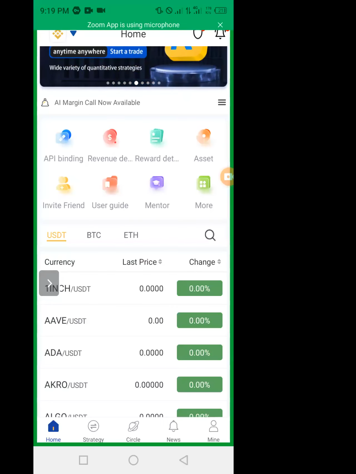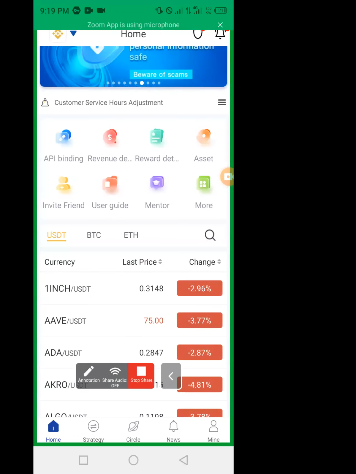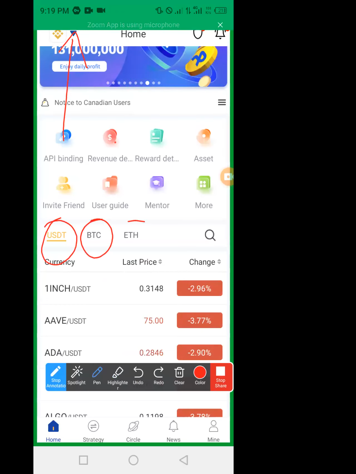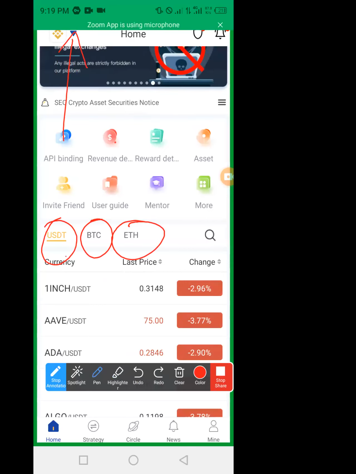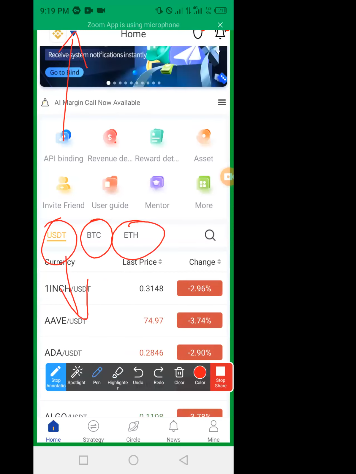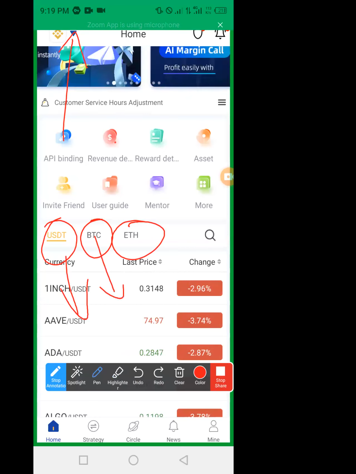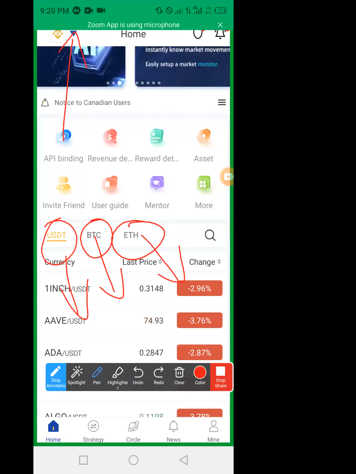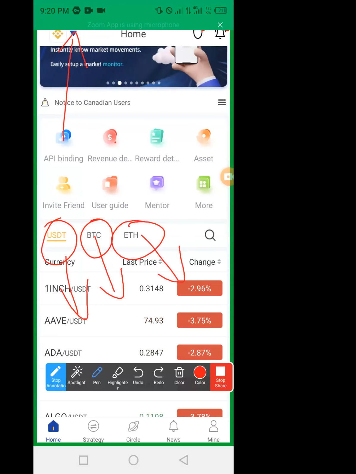So this is Binance. When we look at Binance, I told you there are three markets. We have the USDT market, the BTC market, and the Ethereum market. This one shows you a list of all coins that are being traded with USDT against other coins. This one will give you a list of coins where you are trading BTC against the other coins. And this one is when you are trading Ethereum against the other coins.